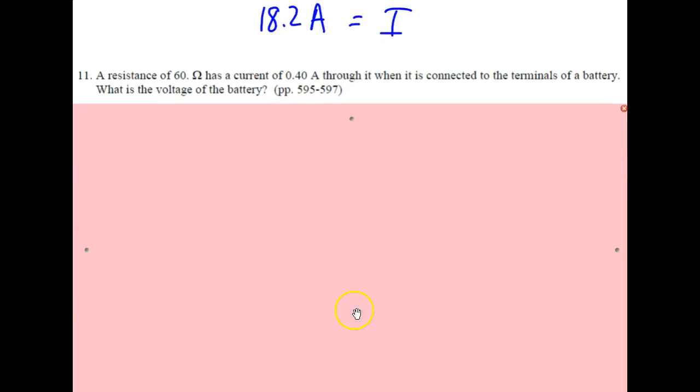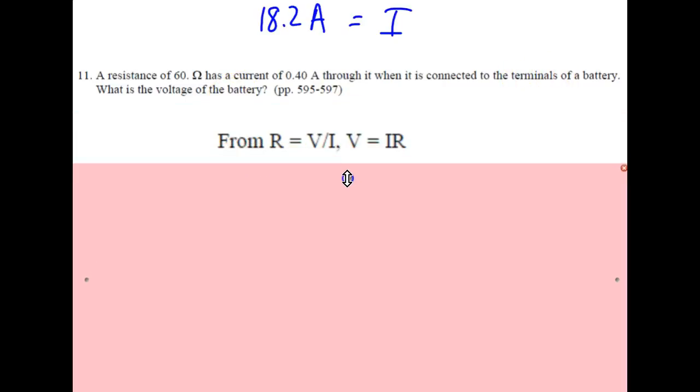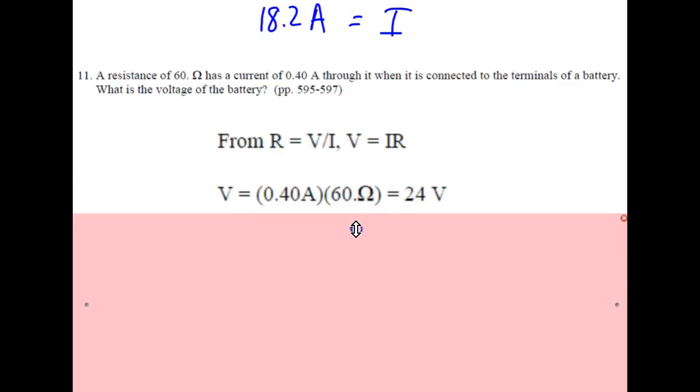A resistance of 60 ohms has a current of 0.40 amps through it when it's connected to the terminals of a battery. What's the voltage of the battery? Here we have resistance R, 60 ohms, current I, 0.40 amps, and they want the voltage of the battery, V. Well, from Ohm's law, which is R equals V over I, if we solve that, V equals I times R. Substituting in our values, I is 0.40 amps, R is 60 ohms, and 0.4 times 60 is 24 volts. Our answer to number 11.